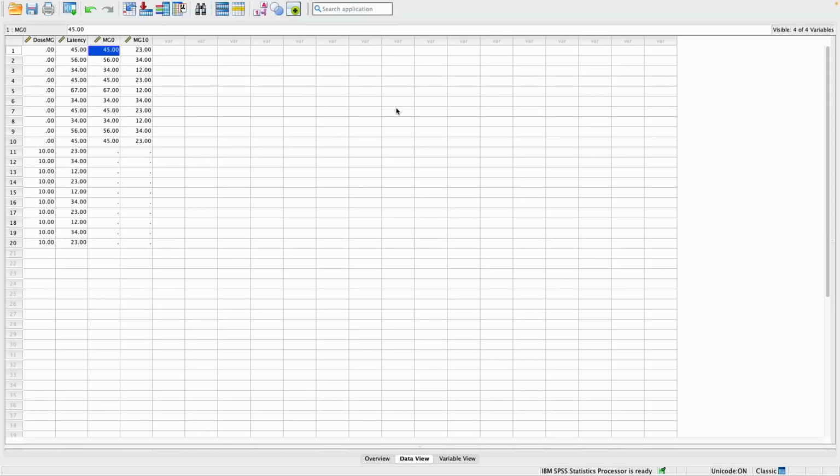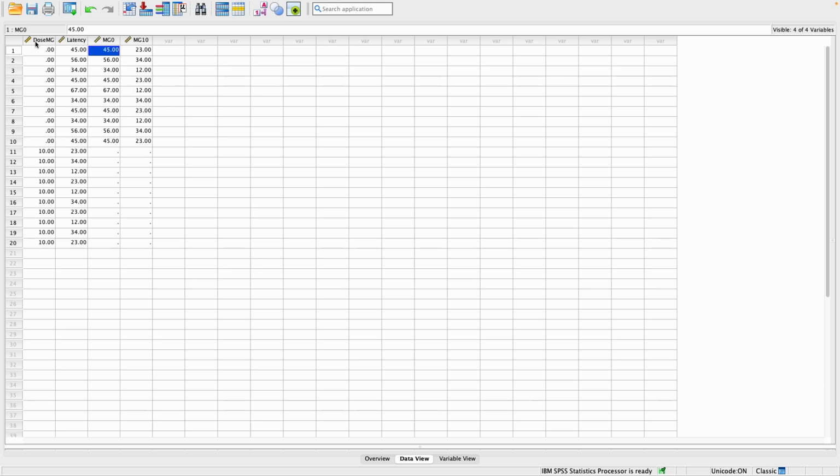All right, so I'm going to show you really quickly how to run an independent samples t-test and a dependent samples t-test on some dummy data that I've made up to share with you. So I'd like you to focus on the first two columns in SPSS.